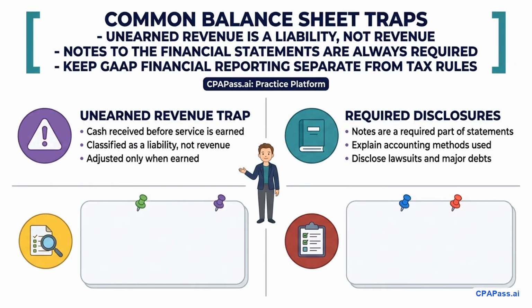To succeed on CPApass.ai practice exams, you must avoid common classification traps. First, never confuse cash with revenue. Under accrual accounting, receiving cash in advance for services creates unearned revenue, which is a liability on the balance sheet, not revenue on the income statement. Second, remember that notes to the financial statements are not optional. They are a required part of a complete general purpose presentation. Finally, never mix up GAAP rules with tax rules. Keep these systems separate, maintain the double entry equation, and you will master every balance sheet question on exam day.